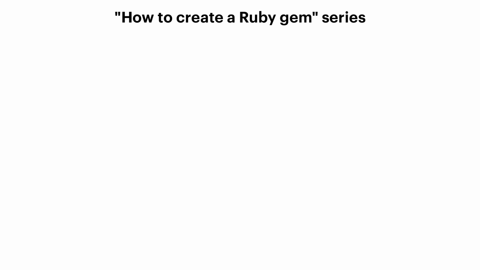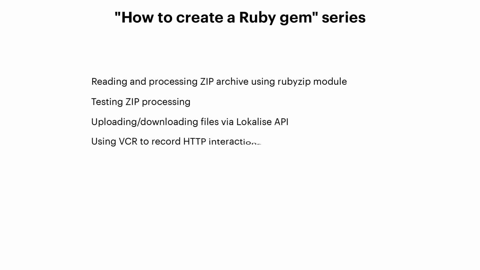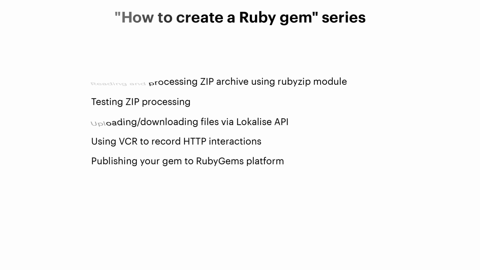We are going to see how to read and process a zip archive using the RubyZip module. We're going to see how to test this process. Then we are going to see how to upload and download files with the Lokalise API. Then we're going to see how to record HTTP interactions and replay them on subsequent test runs. This is going to be done with the VCR solution. And finally, we're going to see how to publish your gem to the RubyGems platform.